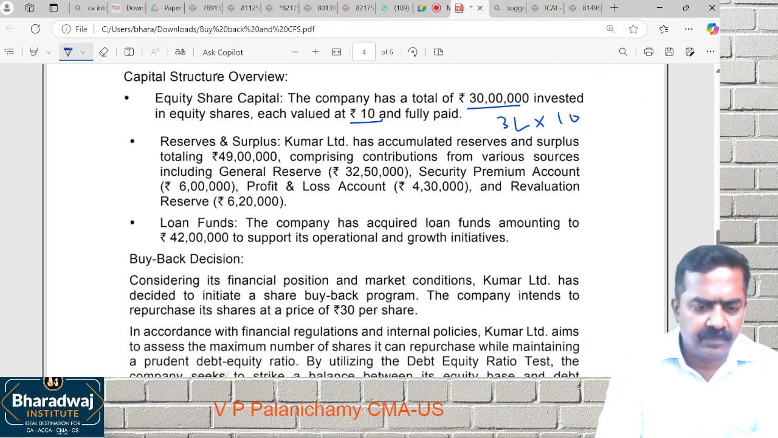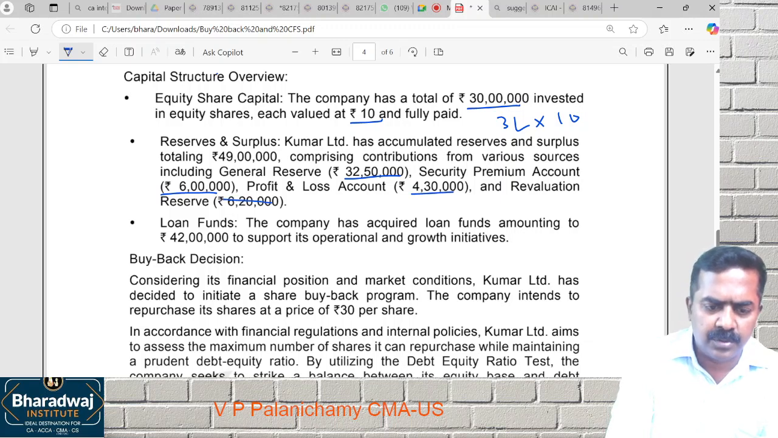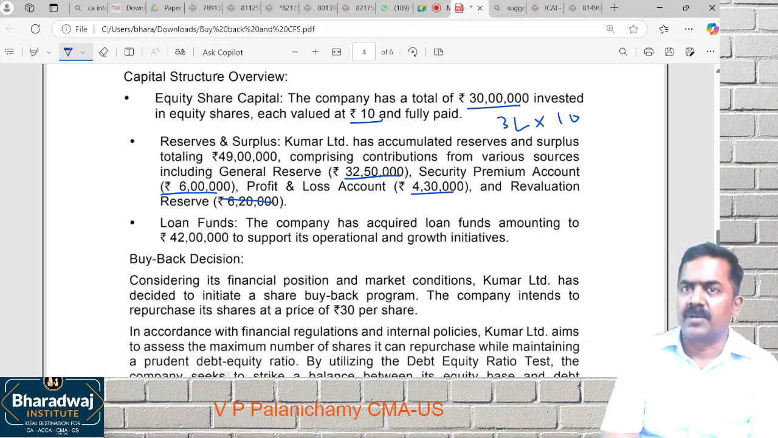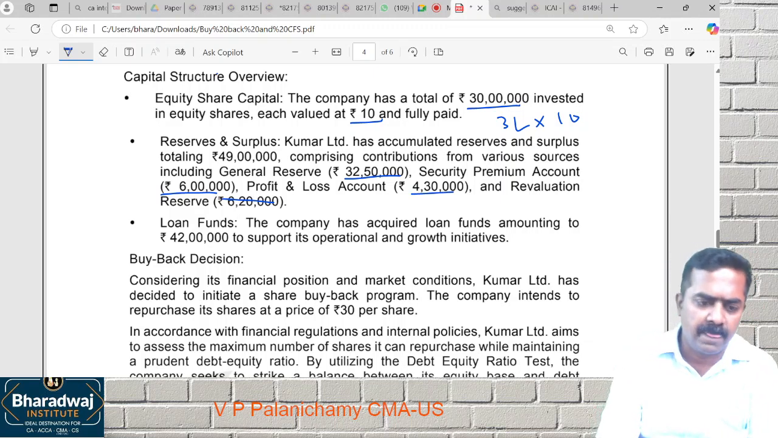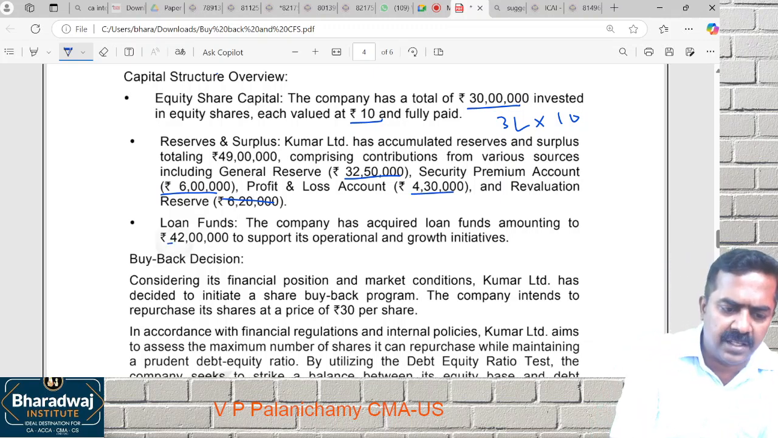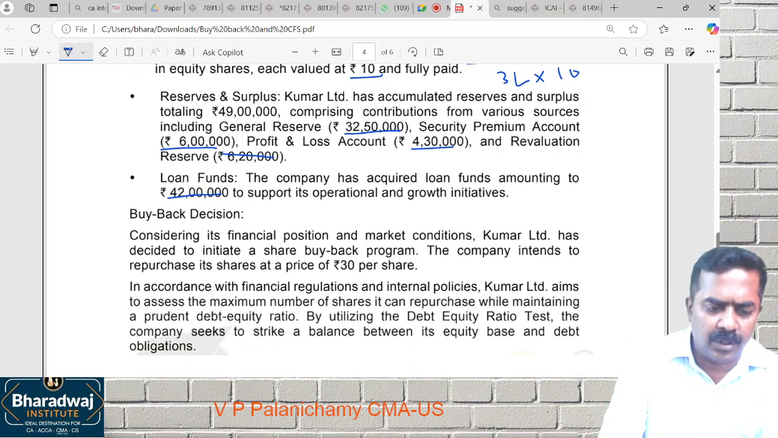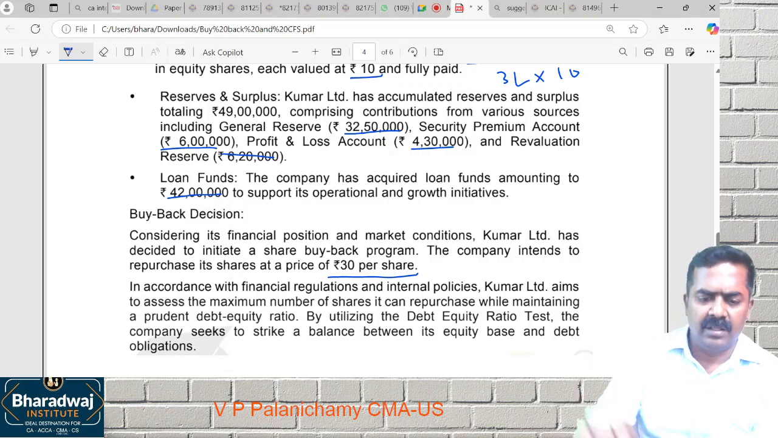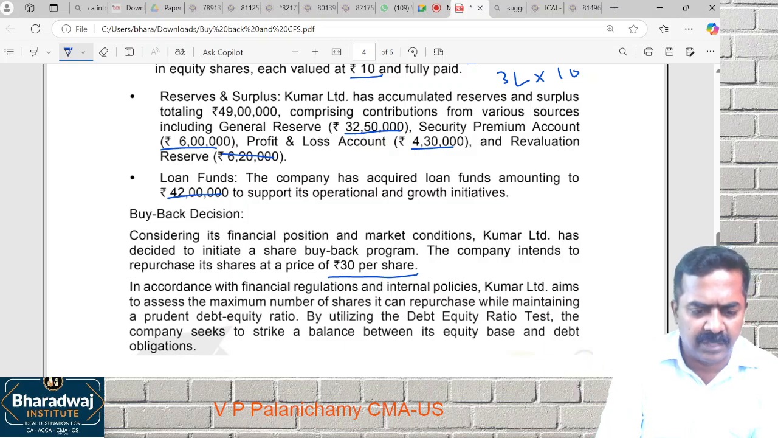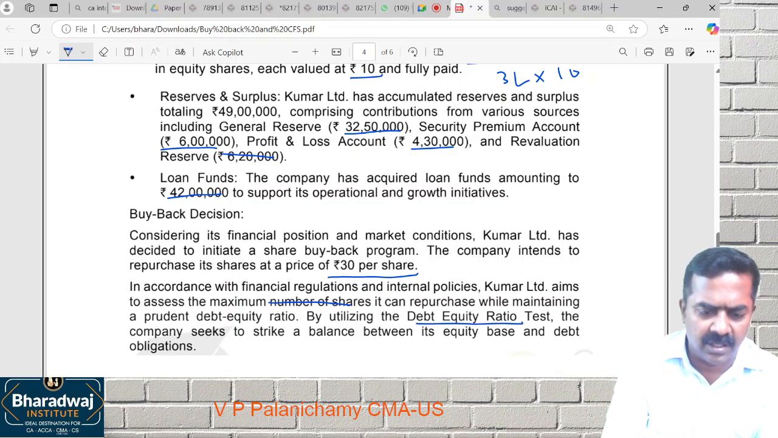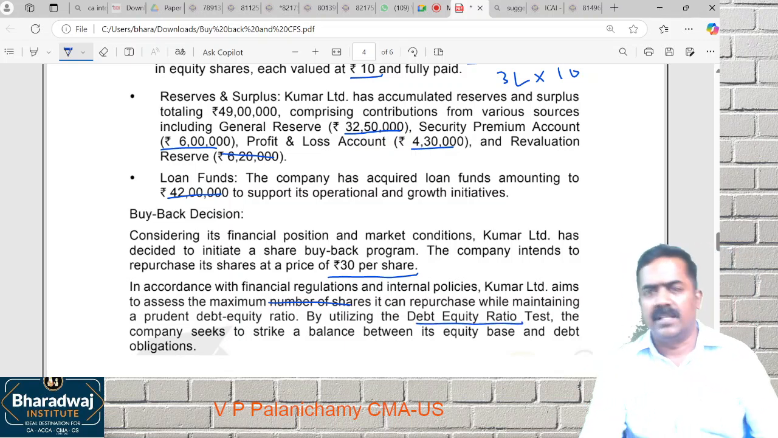Reserves: general reserve is there, securities premium is there, P&L account is there. Revaluation reserve, can it be used? No. Revaluation reserve cannot be used for the resources test. Loan funds, how much does the company have? 42 lakhs is given. The company wants to buy the shares at 30 rupees. They are asking you to go with the maximum number of shares, and to use the debt equity ratio test and various other things.